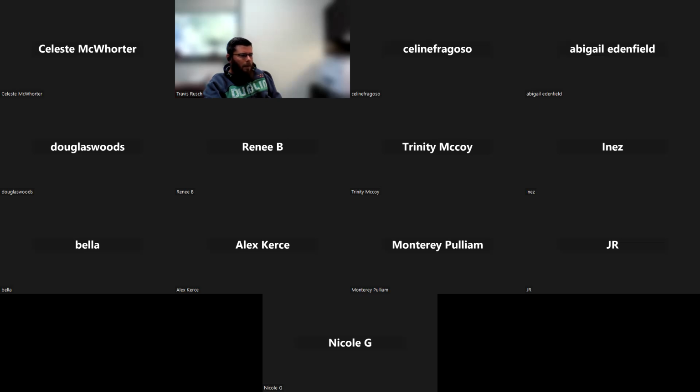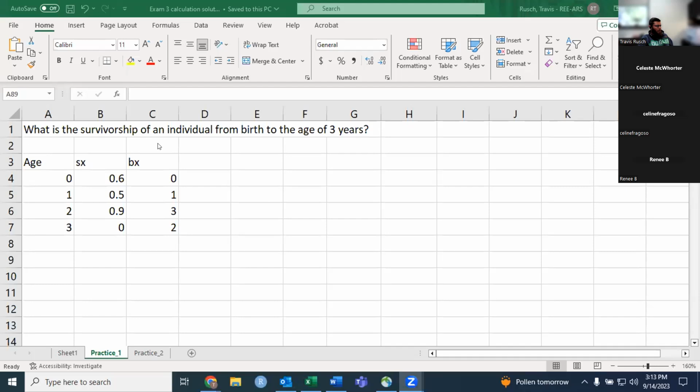While we're on this, I made some practice questions that go right along with this. Why don't we take a minute to go over these as a group. Can everybody see the Excel spreadsheet I've opened? Yep. Okay. Let's say we have this question, and this is the information we're given. This isn't a table. It asks what is the survivorship of an individual from birth to age 3 years? What are we given as far as data? What do these stand for?